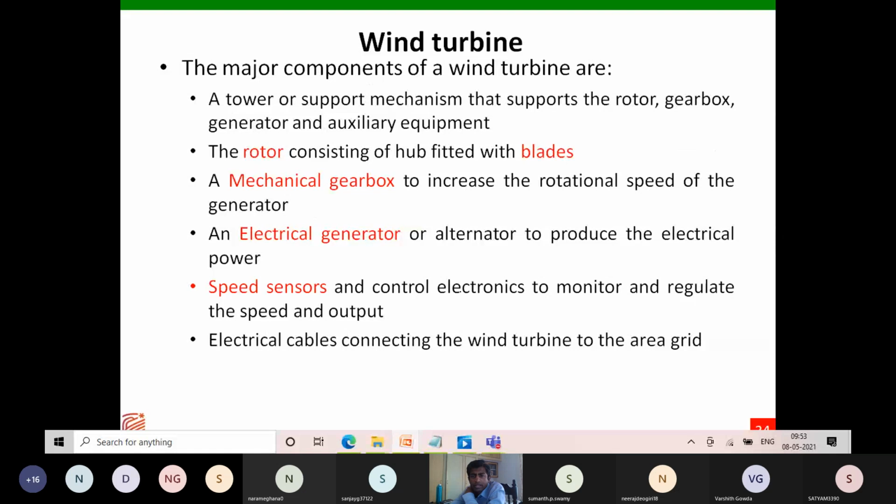So what does this wind turbine consist of? It consists of a rotor, the central part, a gearbox to vary the speed, an electric generator or alternator to supply electric power, the speed sensors to detect the speed of wind, and the control electronics to monitor and regulate speed and output. Of course, the electric cables to transfer the electric energy.